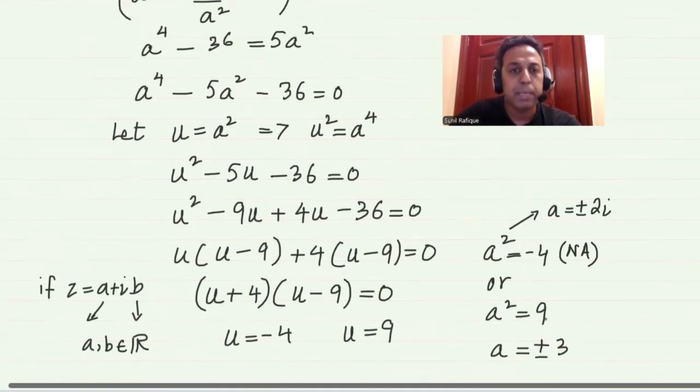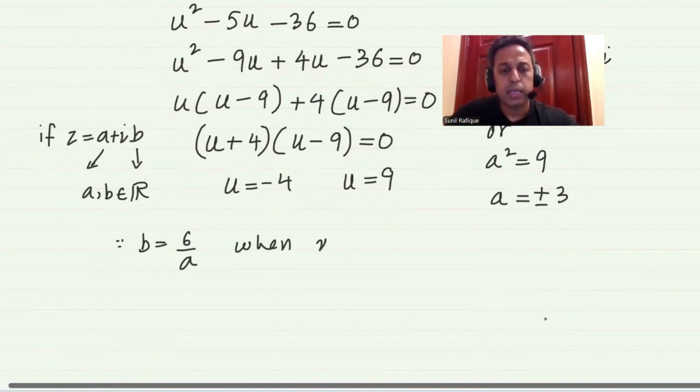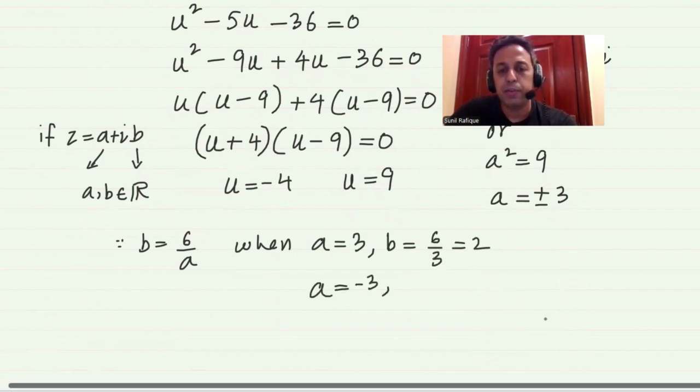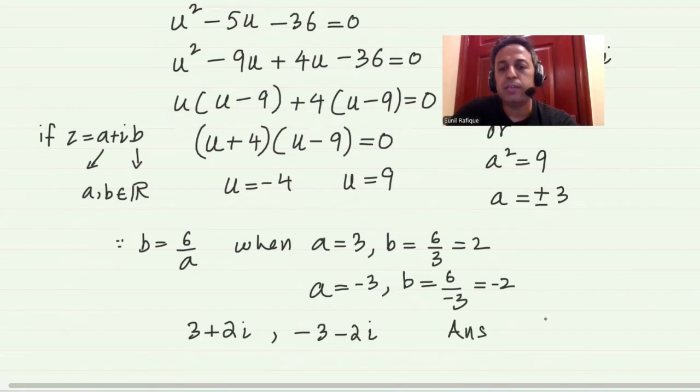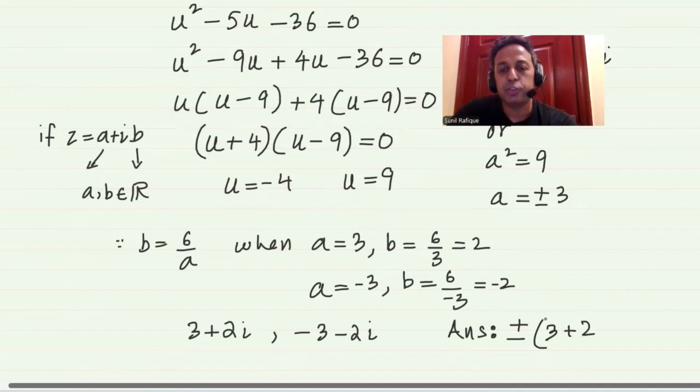Now I need to get my b values as well. So b is 6 over a, since ab is 6. When a equals positive 3, b equals 6 divided by 3, that's 2. And when a equals negative 3, b is 6 divided by negative 3, which is negative 2. So one of the square roots is 3 plus 2i, and the other is minus 3 minus 2i. You can give these answers in a combined way by writing plus and minus (3 plus 2i).